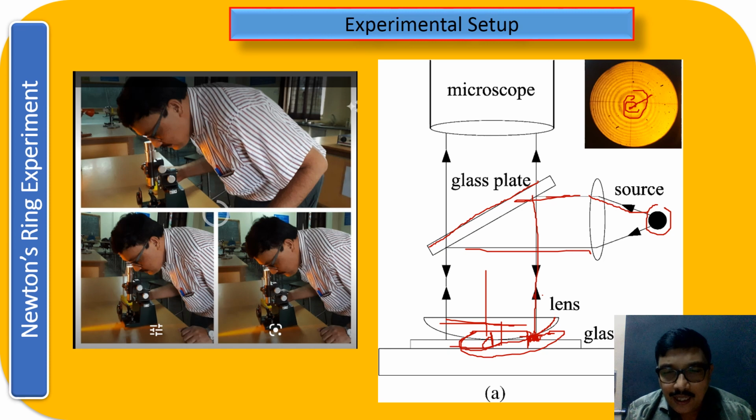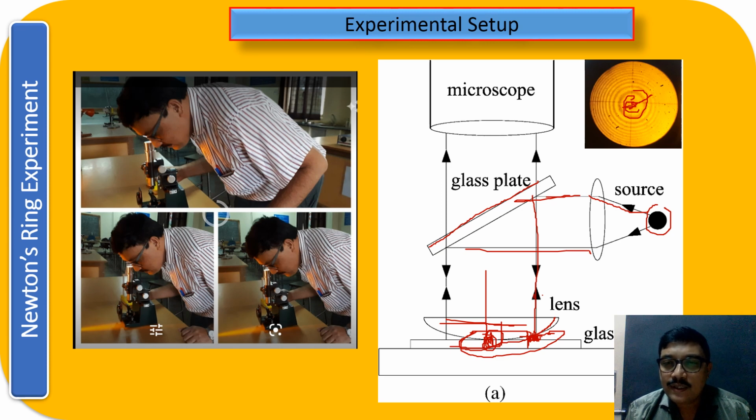At the point of contact, what you can see is a dark ring, correct? Why? Because at the point of contact the effective path difference is 2 mu t cos r minus lambda by 2. If the effective path difference is n lambda, you get brightness; if it is (2n+1) lambda by 2, it is darkness. Since the thickness of the air film at the point of contact is 0, the effective path difference is lambda by 2. Since it is lambda by 2, you get darkness at the point of contact, right?